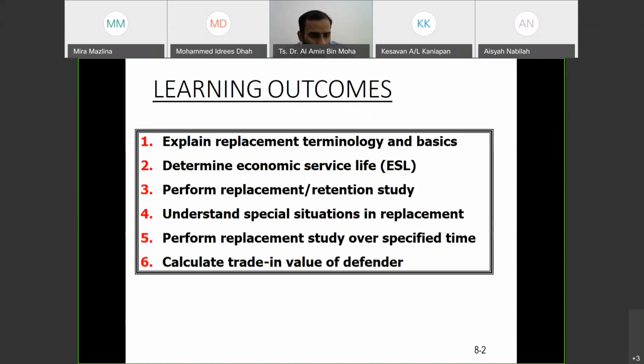So those are the learning outcomes. It means that after we complete this chapter, you should be able to understand all of these listed items here. So to understand the terminology and also the basics of replacement.